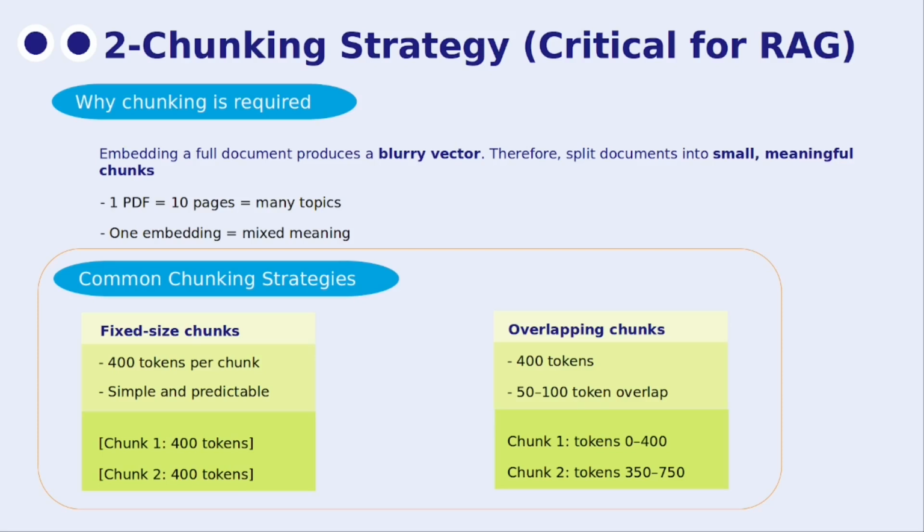Next, overlapping chunks. The second strategy is overlapping chunks. This is more advanced. Why do we overlap? Because we don't want to lose context at the boundary between chunks.